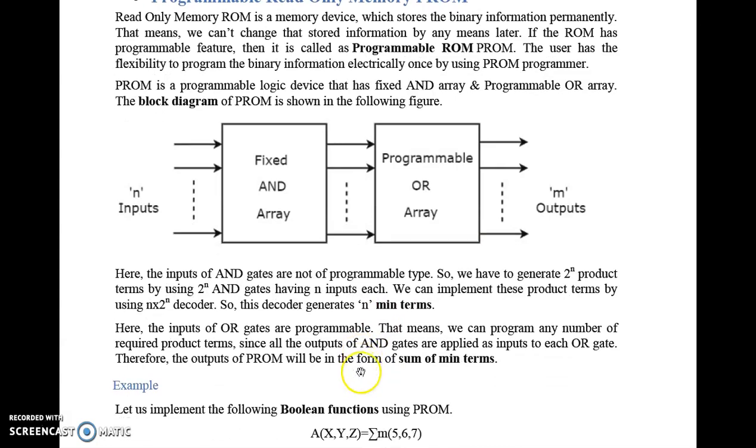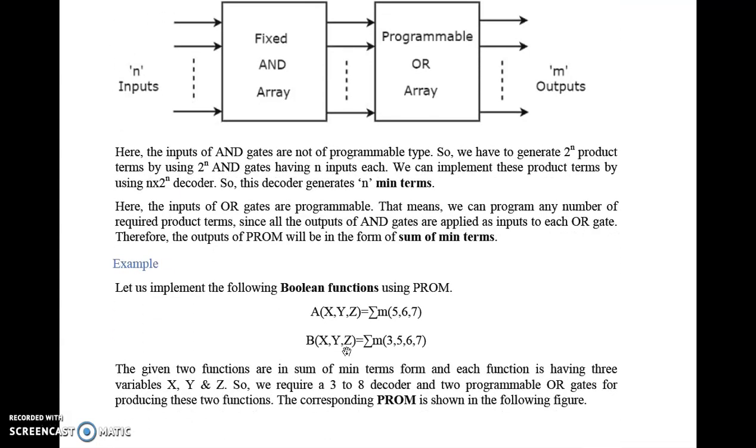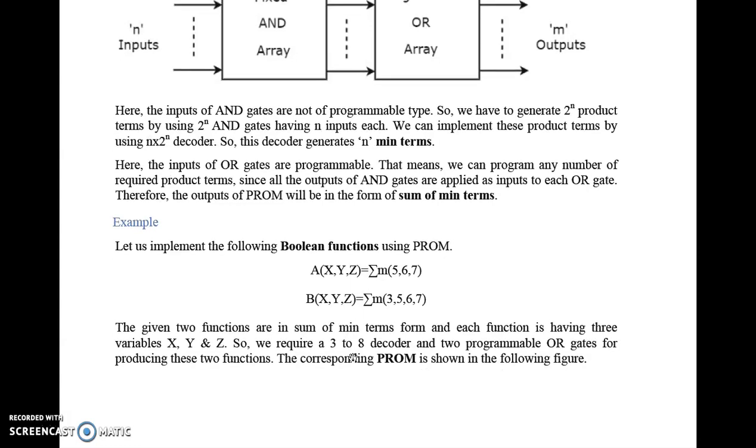Here the inputs of the OR gates are programmable. That means we can program any number of required product terms since all the outputs of the AND gates are applied as input to each OR gate. Therefore, the output of PROM will be in the form of sum of min terms. Let's see the implementation of the following Boolean function using PROM.